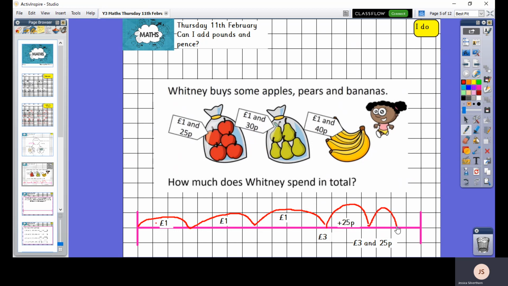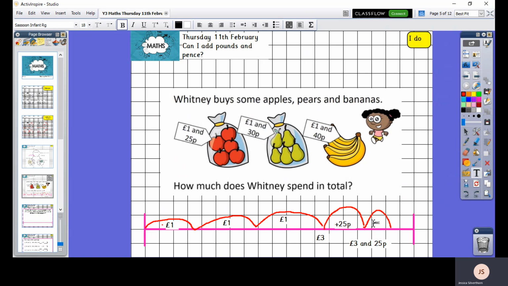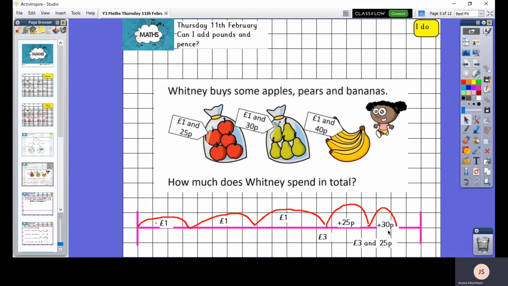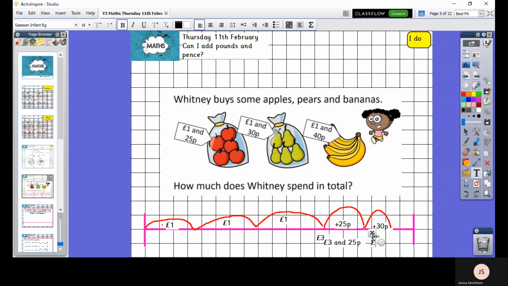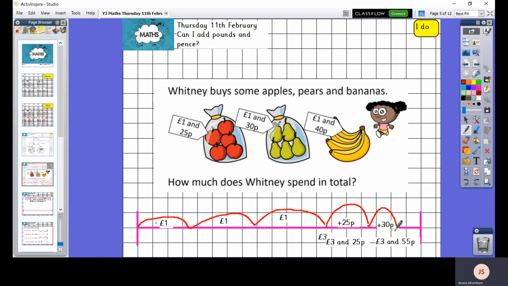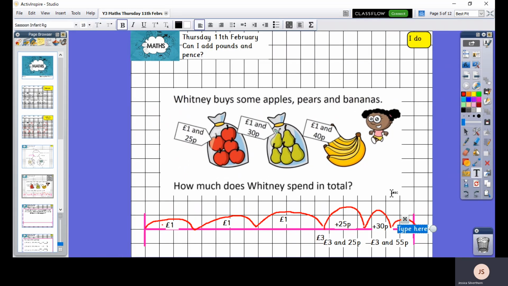I'm going to use my cursor to put my 30 pence in there. There we go. And then I just need to do the 40 pence at the end. There we go. So I'd already worked this lot out, so that's really helpful. And my last one, so jump to the end, and this one is plus 40 pence.